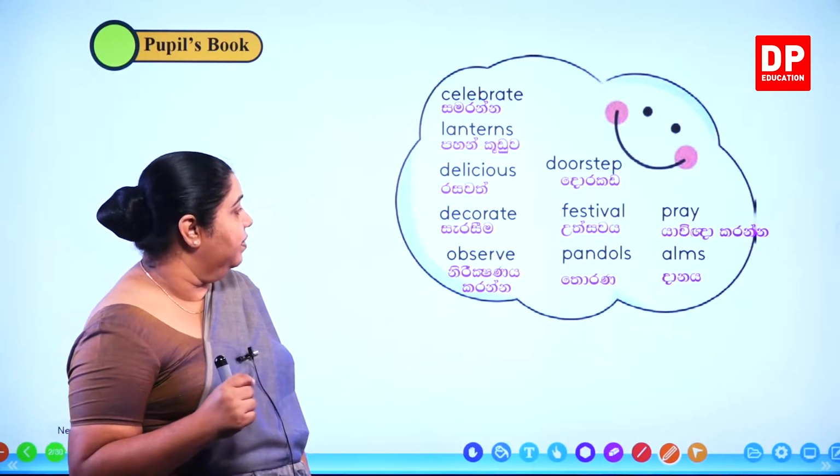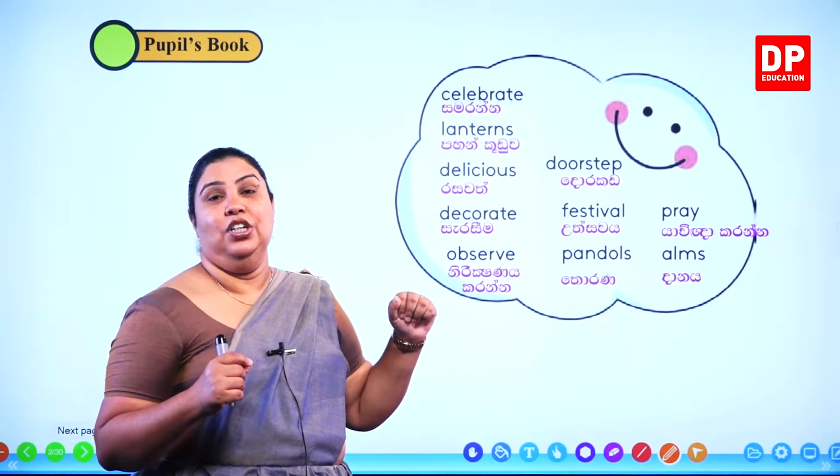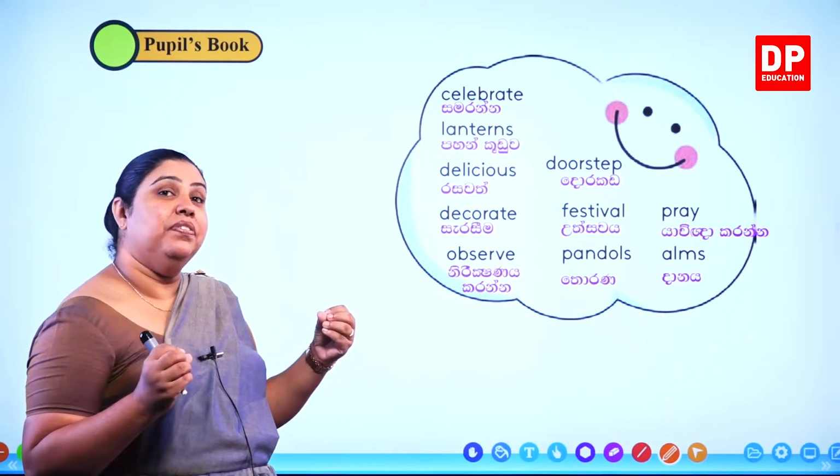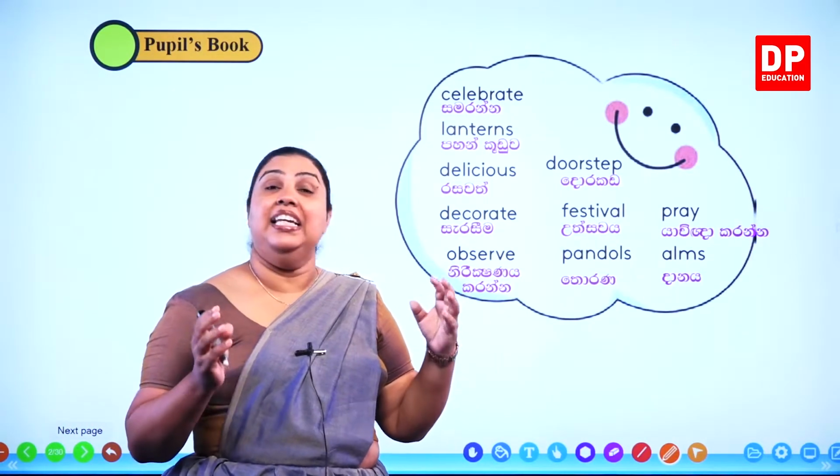Okay. Then we have the word observe. Observe. Observe. The meaning of the word observe here is in Sinhala we can say නිරීක්ෂණය කරනවා.